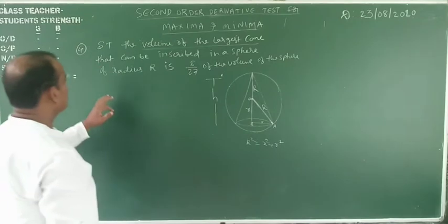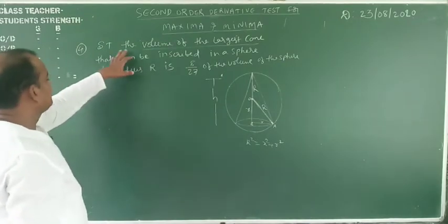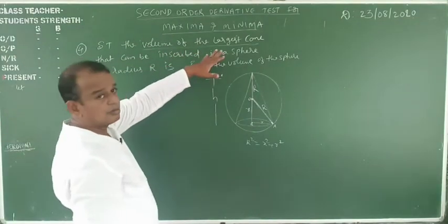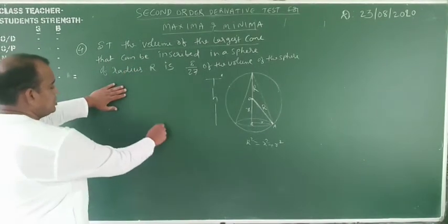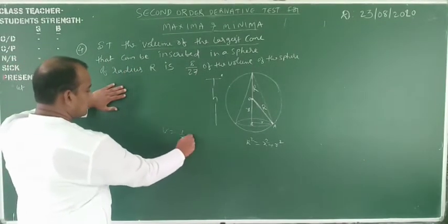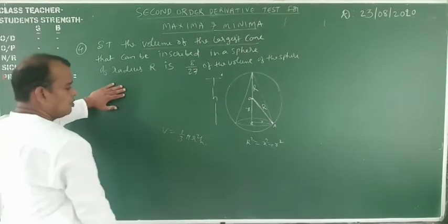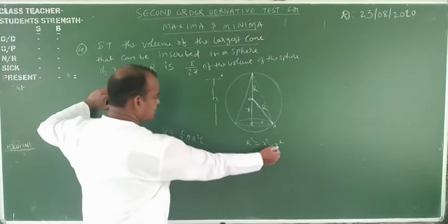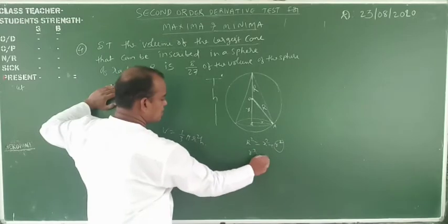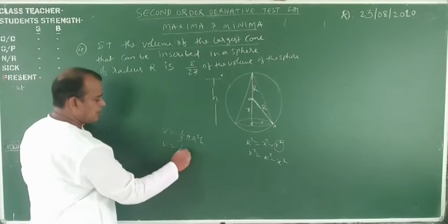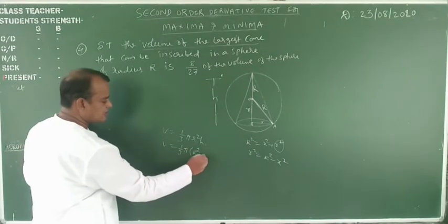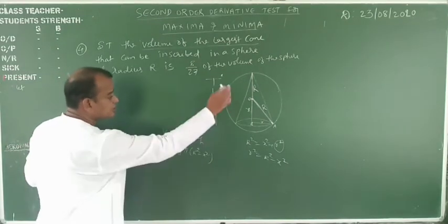What is going on here is the volume of the largest cone. The volume of the cone is V is equal to 1/3 pi r square h. From here, r square is equal to R square minus x square. So V is equal to 1/3 pi into (R square minus x square) into h, where h means R plus x.